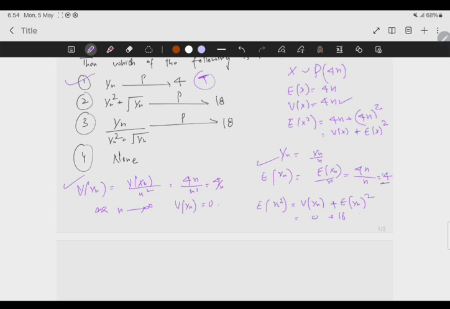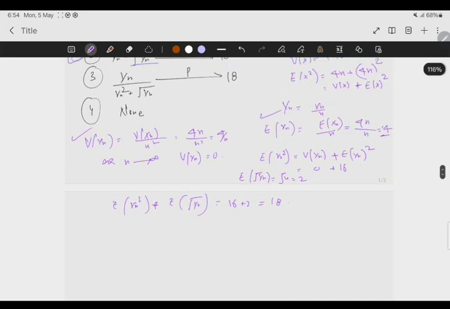Now what is expectation of under root Yn? That is under root 4, that is 2. So expectation of Yn square plus expectation of under root Yn is equal to 16 plus 2, which is nothing but 18. So this is also true.